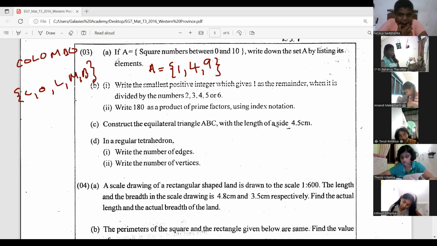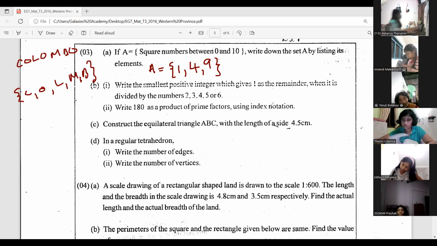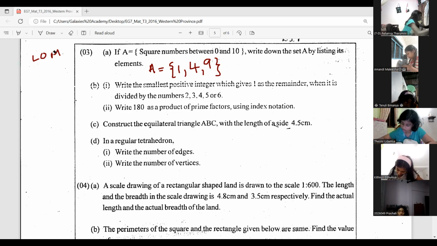Colombo was not given here. I said that to show what would happen if I gave it. Right, now this one is easy. They come only once, right? Right. Then part B, look at. Write the smallest positive integer which gives 1 as the remainder when it is divided by the numbers 2, 3, 4, 5 or 6. Can you understand this question?